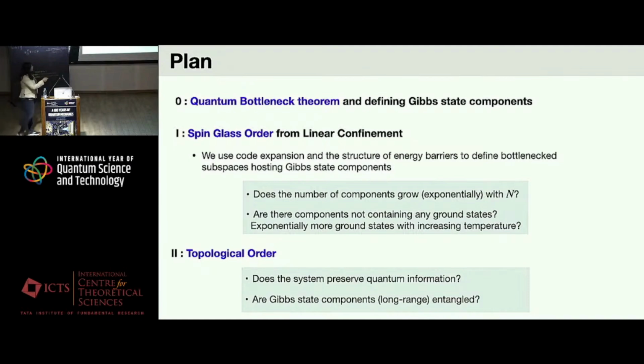But I'll tell you a little bit on how we define these different Gibbs states components in the system, because you have many, many equilibrium states. How do you define that mathematically if you want to prove some theorem? And then how do you use this feature of codes to derive spin glass order? And then how do we talk about this other feature of topological order in the nature of the Gibbs states?